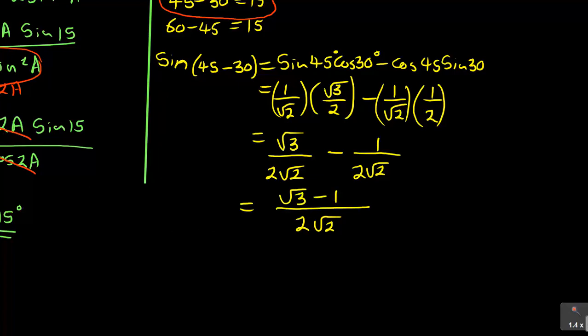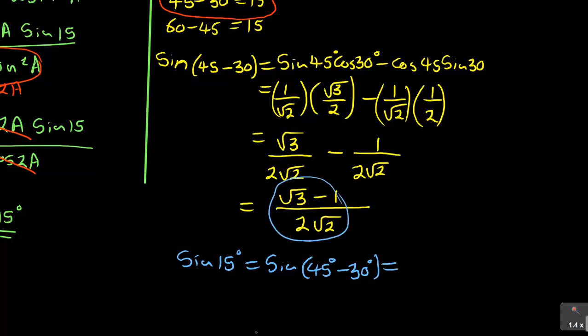So what does it mean? If this is simplified, look at this now. I'm saying here sine 15 degrees is equal to sine 45 degrees minus 30 degrees. Remember, that is our 15 degrees, and I'm taking from there, which has simplified to this, which is equal to square root of 3 minus 1 over 2 root 2.